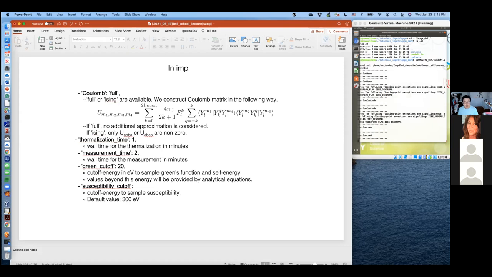Okay, so let me continue. And at the same time, for the impurity, we can set up the thermalization time, and we can also set up the measurement time in minutes, as Corey described. And we can provide the Coulomb cutoff. I think the Coulomb cutoff in this case is 20 for this particular S orbital system. However, for other systems, usually 50 is good enough. And we can also provide the susceptibility cutoff, which has a default value of 300.